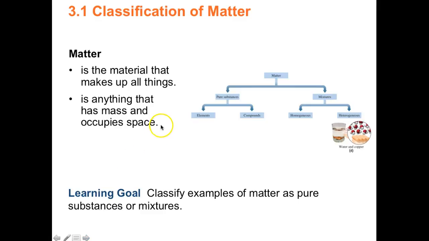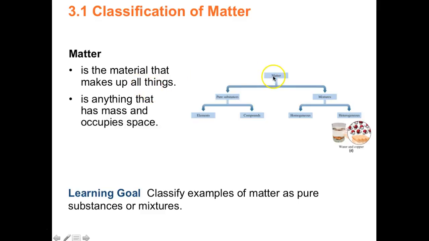Okay, so this video is mainly dealing with section 3.1, and that's the classification of matter. So matter is, as we defined before, anything that has mass and space, which is volume. So mass and volume define matter, all right? So there's a particle nature, a material nature to matter.